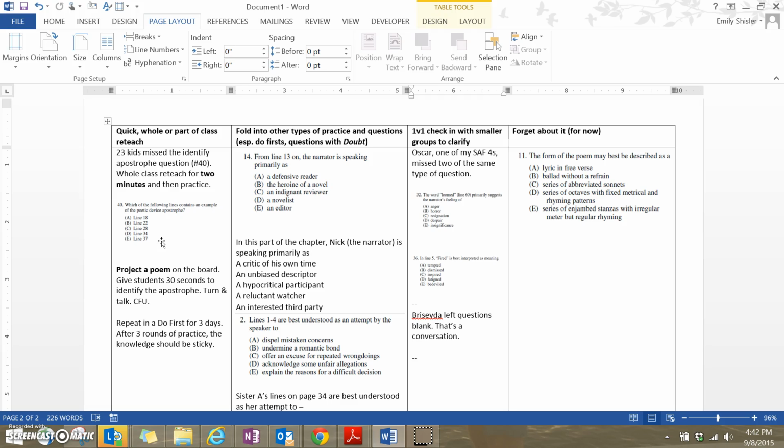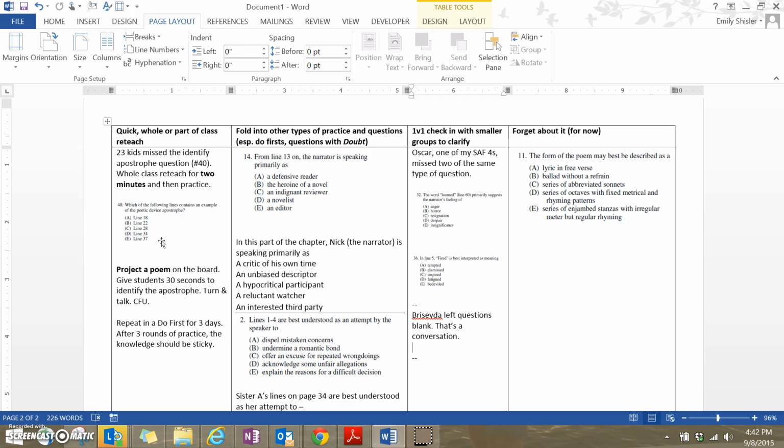I don't need a ton of information. I can do a 2-minute, hey, an apostrophe is discussing or talking to directly an inanimate object, can't talk back. Look, here it is in number 40. We all see? Okay, here's a cold example. Project it on the board or print them a poem and have them look for it.